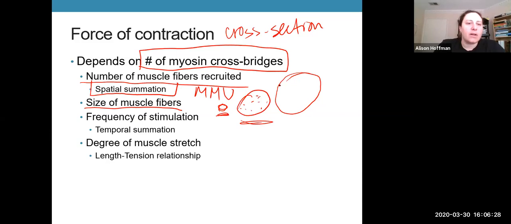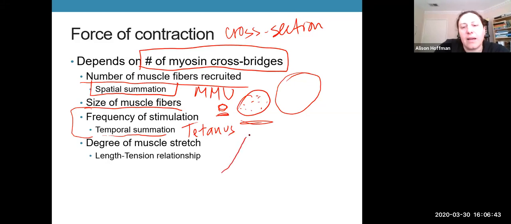Other ways to get more cross bridges formed: increasing the frequency of the stimulation. So remember temporal summation, which can get us to muscle tetany. So tetanus, because we're not letting it relax, and that's as much force as we can generate from that number of fibers. The last thing that determines the force of contraction is actually how stretched out the muscle is when it starts to contract. So degree of muscle stretch is the last factor.